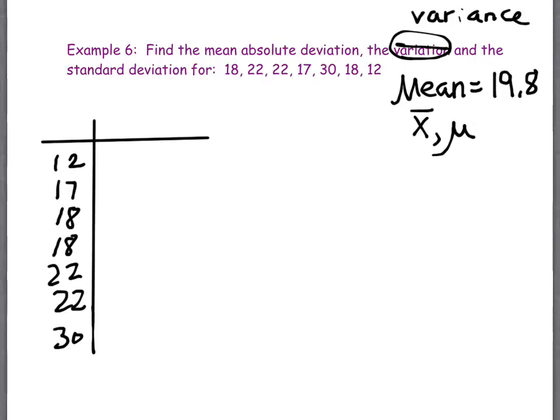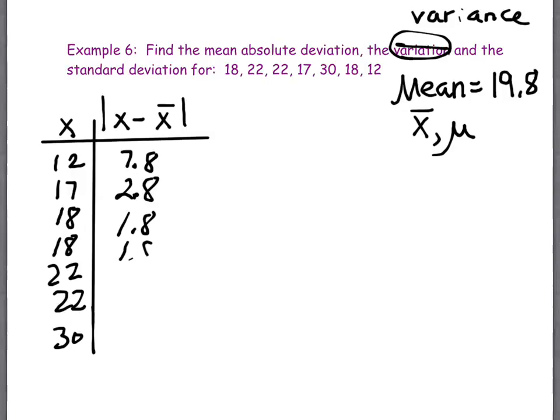All right, so what we need in the next column is to take each of our values, we'll call these values x, and subtract from them the mean. And we really want the absolute value of this, which means we don't have to worry about the sign. That's kind of nice. So in your calculator, 12 minus 19.8, what is that? 7.8. How about 17 minus 19.8? 2.8. 18 minus 19.8, 1.8, and I've got that there twice.